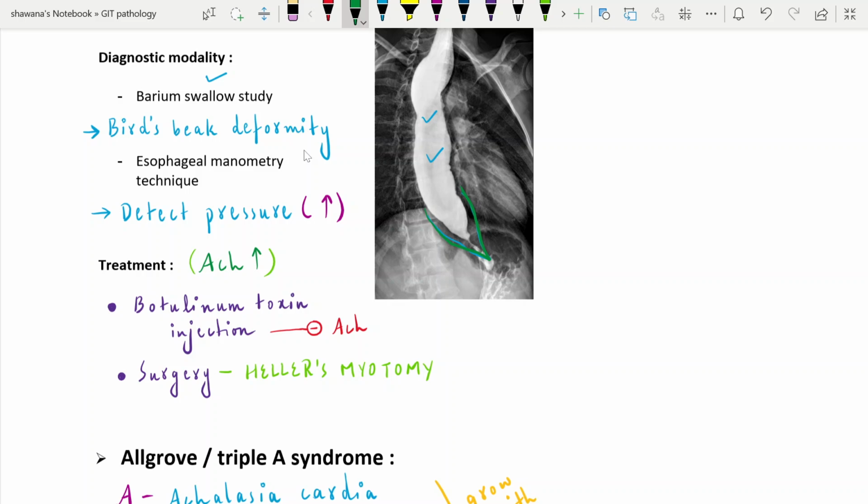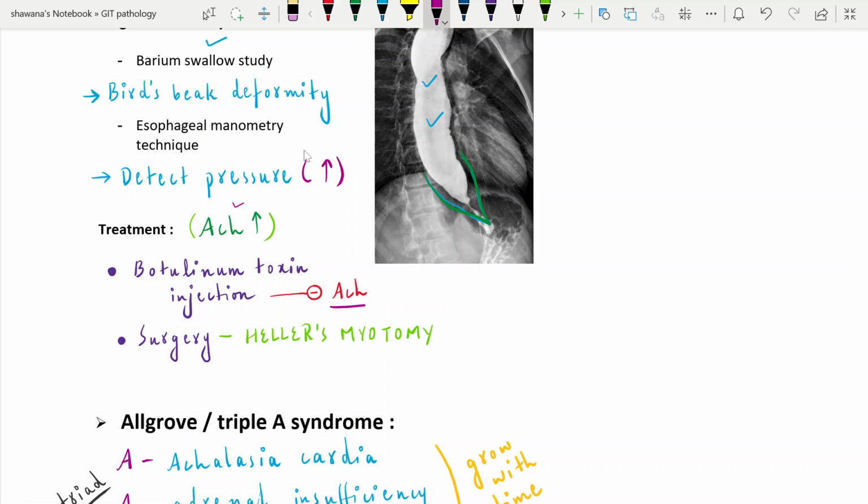Talking about the treatment, as I have mentioned, acetylcholine, which is a constrictor responsible for contraction, is still there. It's not defective, but nitric oxide and VIP are defective. Since acetylcholine is there, there is an injection known as the botulinum toxin injection. It's given, and it results in the inhibition of acetylcholine. When acetylcholine is inhibited, the contraction is inhibited, so the food can pass, or more specifically, liquid can pass.